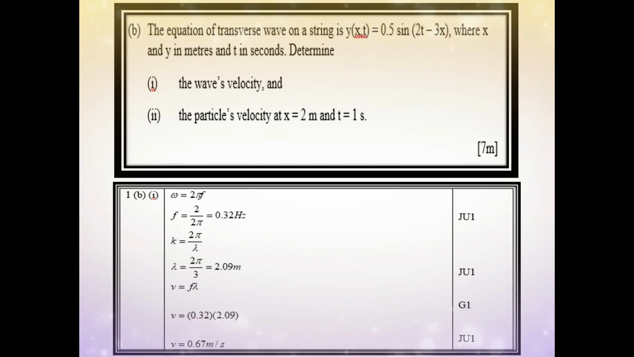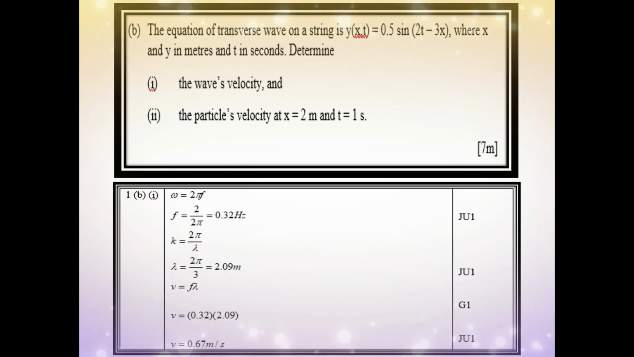Okay, now we discuss question number 1. We need to determine the value of angular frequency. Angular frequency equal to 2 pi f. So f equal to 2 over 2 pi, and then we can determine the value of frequency, 0.32 hertz. And then by using the equation of wave number k equal to 2 pi over lambda, lambda can be calculated. So the value of lambda equal to 2.09 meter.